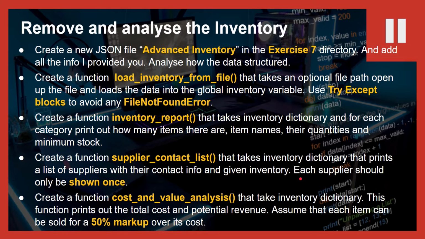Finally, create a function that is the cost and value analysis that takes the inventory dictionary. This function prints out the total cost and the potential revenue. Assume that each item can be sold for a 50% markup over its cost.